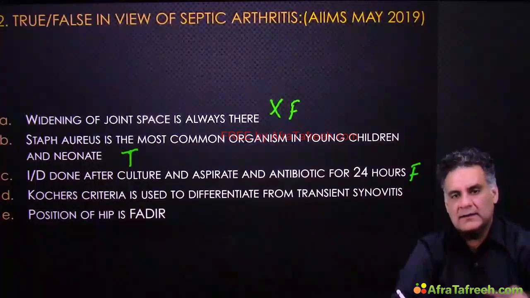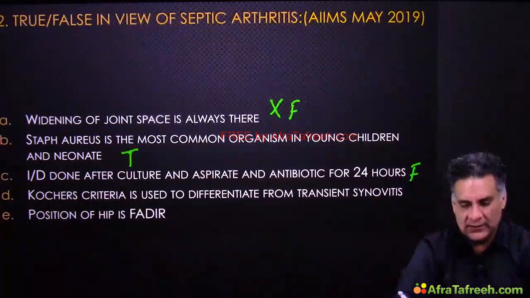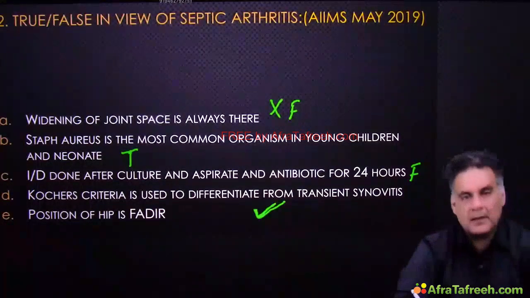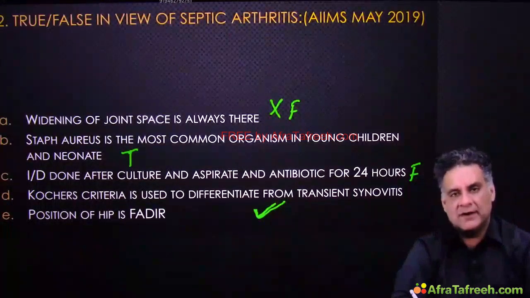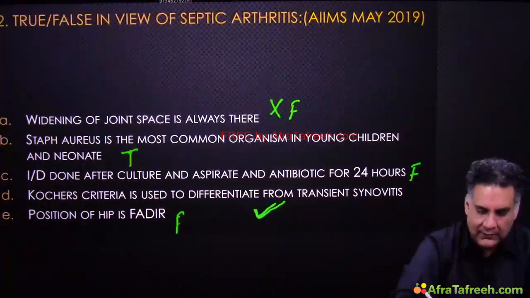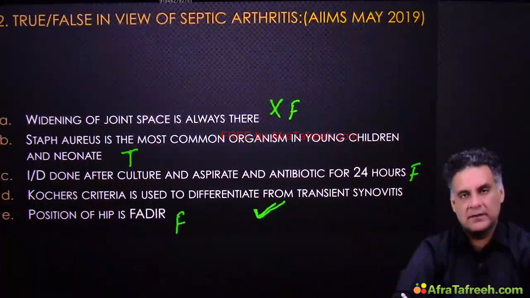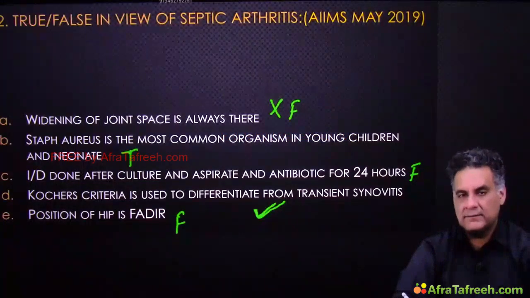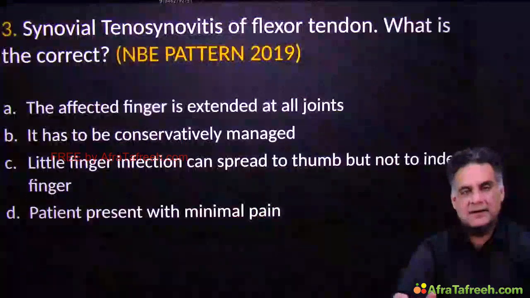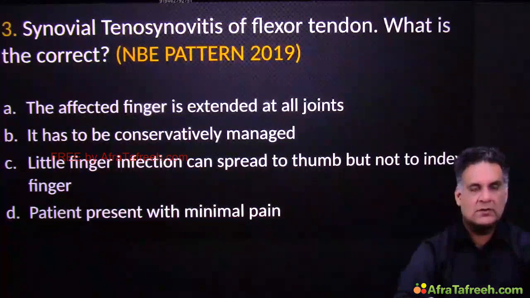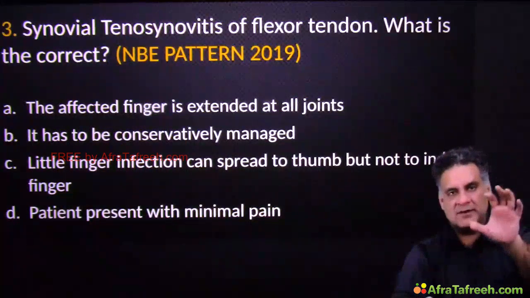Kocher's criteria is used to differentiate from transient synovitis. True. Position of the hip is flexion. False. False. True. False. True. False. Kocher's criteria involves different parameters which can help you diagnose septic arthritis versus transient synovitis.